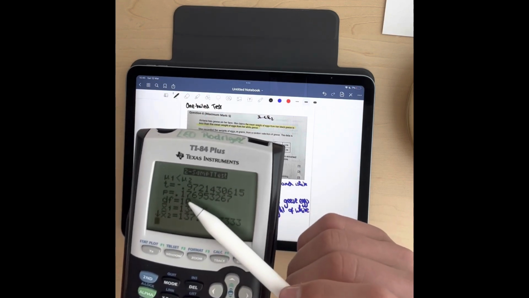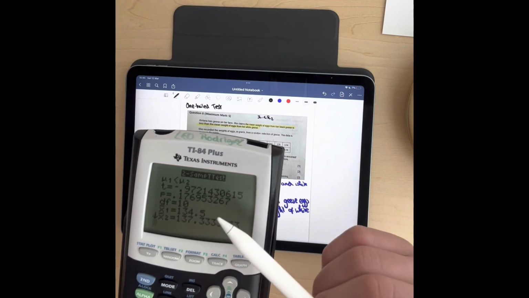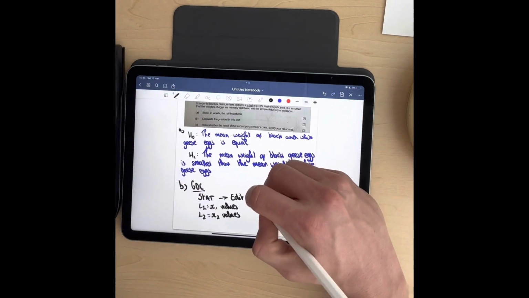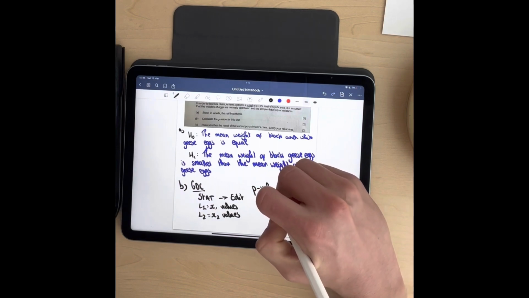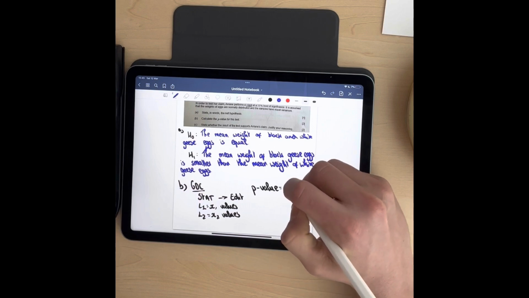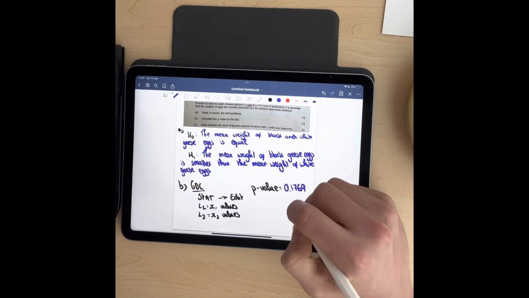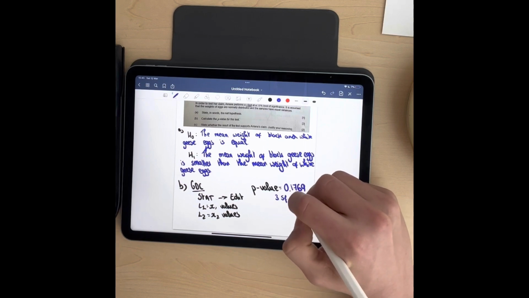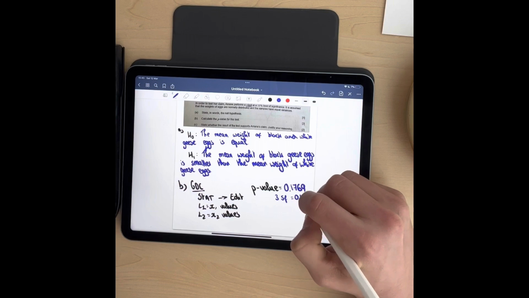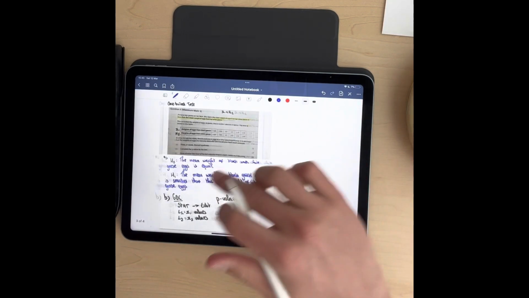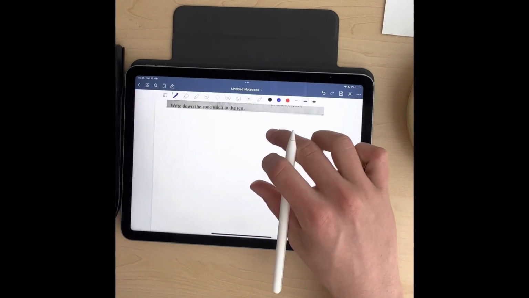P value equals 0.1769. So yeah, the p value we mark as equal to 0.1769, and yeah, I guess the 3 significant figures equals 0.177.